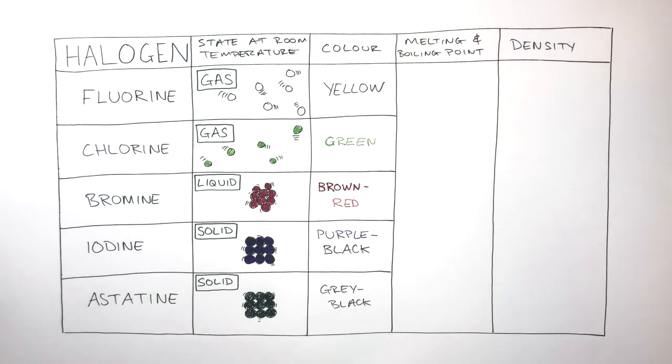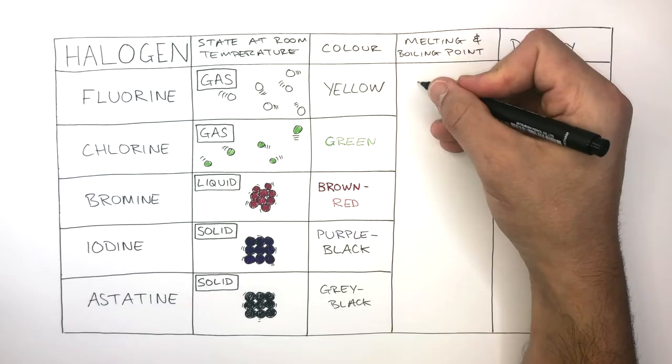Notice the trend in the state and color of the halogens. At the top of the group, the element fluorine is a gas, and at the bottom of the group, astatine is a solid. The elements move from a gas at the top of the group down through to a solid. And also the color. The color is much lighter at the top, and the color becomes darker going down the group, moving from yellow all the way to black.